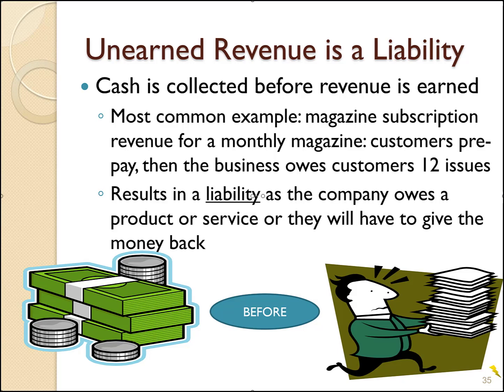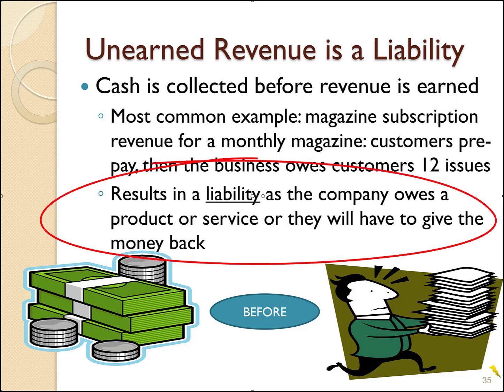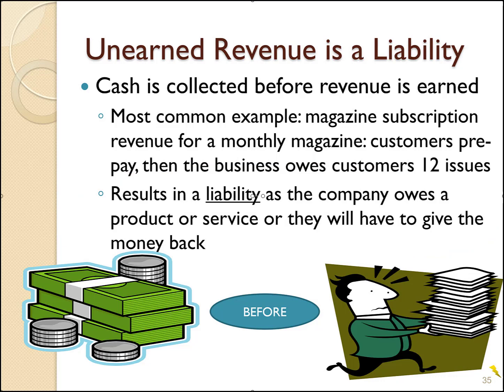So the main thing to remember about this slide is if a company receives payment from a customer but does not provide the service or the product right away, this will result in a liability, as the company owes the product or the service, or they have to give the customer their money back. So receiving cash from a customer and not giving the product or the service right away means we would have to record an unearned revenue. And if it was a subscription we were selling, we would probably call it unearned subscription revenue.